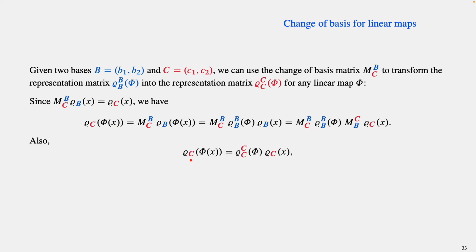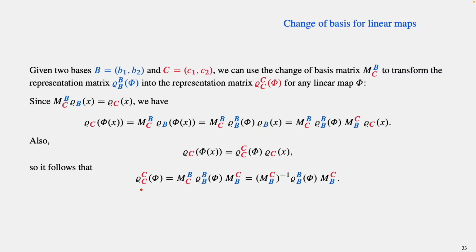Also, we have that rho C of phi of x is rho CC of phi times rho C of x, and comparing this equation and that equation, we find that rho CC of phi is this matrix here, MBC times rho BB of phi times MCB. And again recall this is just the inverse of that one, so rho CC of phi is in fact the inverse of MCB times rho BB of phi times MCB.